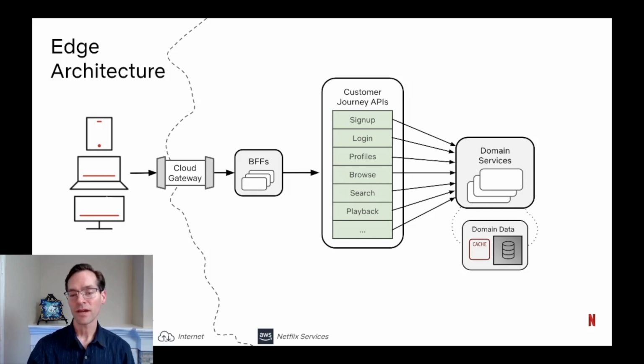So on the left, we have the three main categories of devices. We have mobile devices, we have laptops or desktops, and we have televisions. And these interact with the cloud edge architecture to create the Netflix consumer experience.